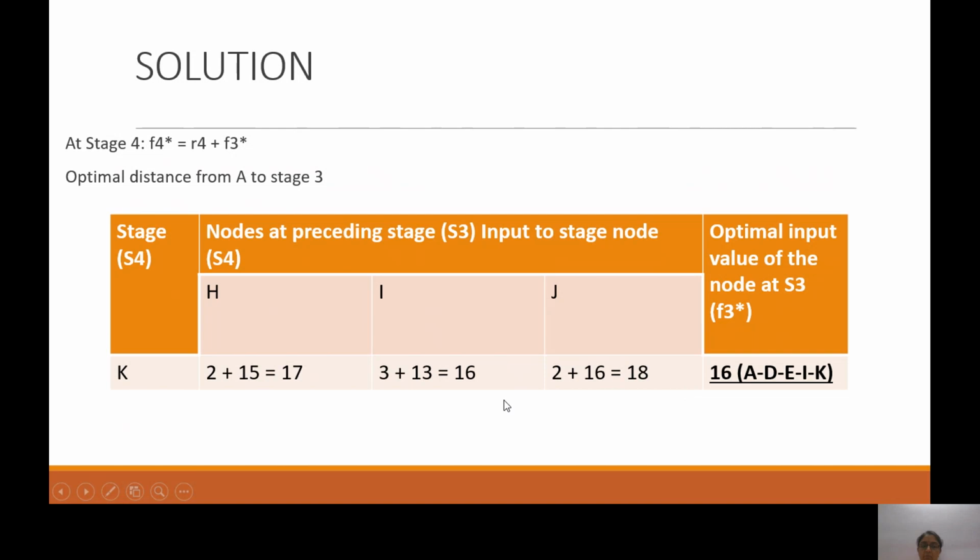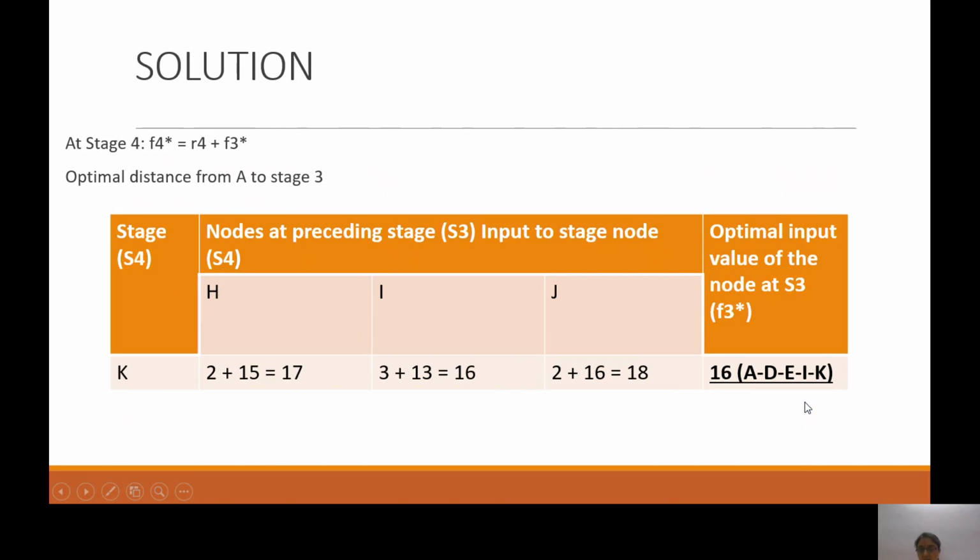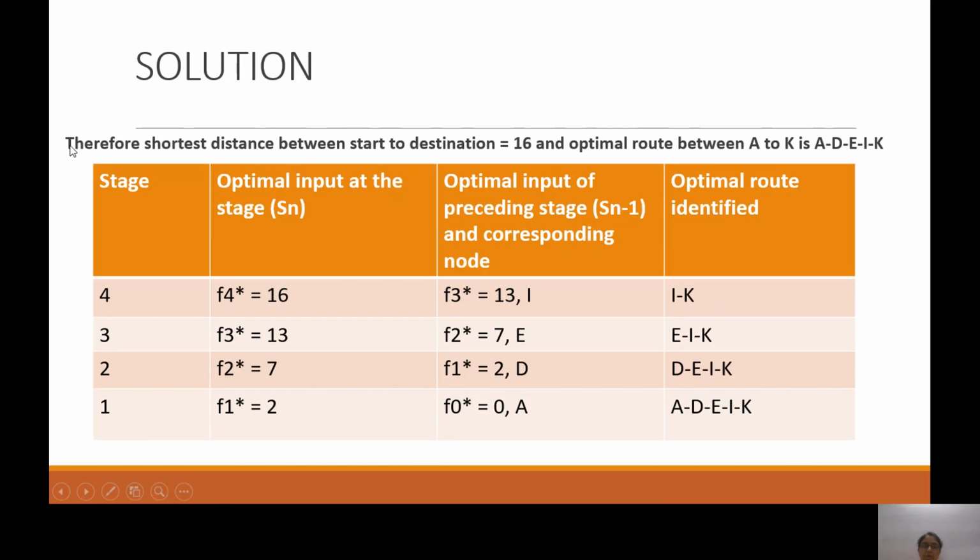Again, out of this, which is minimum? Minimum is 16. 16 units of time or 16 units of distance. So up to A to K, the minimum distance is 16 hours, or the time is 16 hours, or the distance is 16 kilometers. And the path is what? Up to the previous stage, I had reached A, D, E, I. In this case, A, D, E, I and final junction K. So my minimum path, or the shortest distance between start and destination, is 16 units. And the optimum route between A and K is given by A, D, E, I, and K.